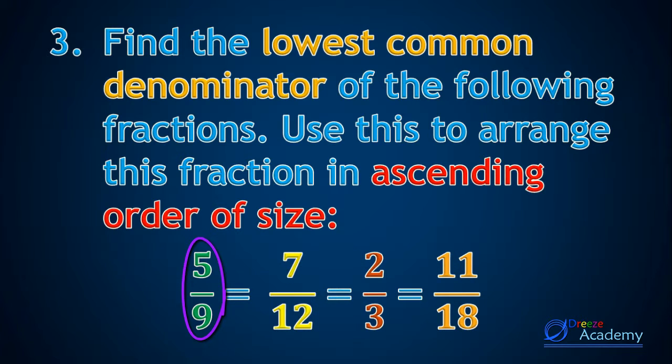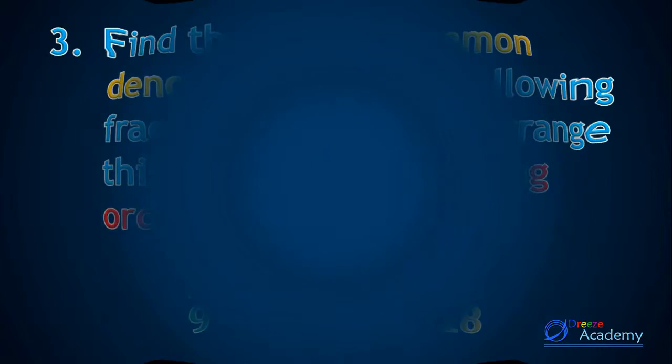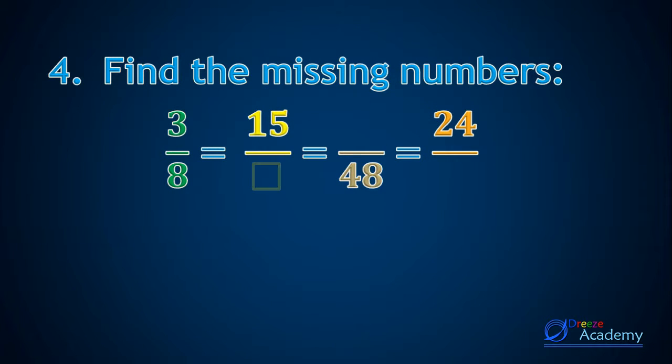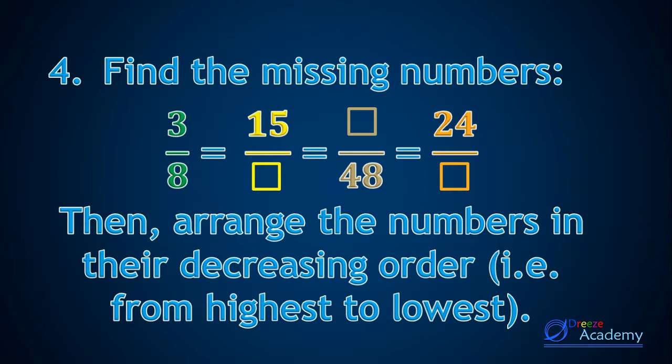5 over 9, 7 over 12, 2 over 3, and 11 over 18. Find the missing numbers: 3 over 8 equal to 15 over missing number, equal to missing number over 48, equal to 24 over missing number. Then, arrange the numbers in their decreasing order, that is, from highest to lowest.